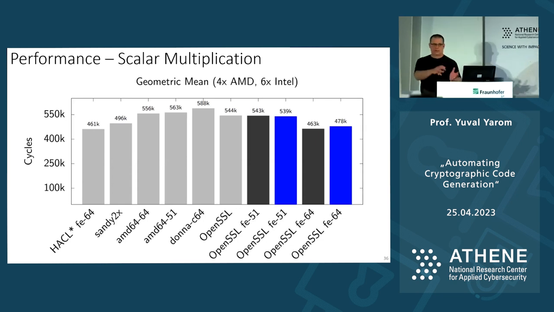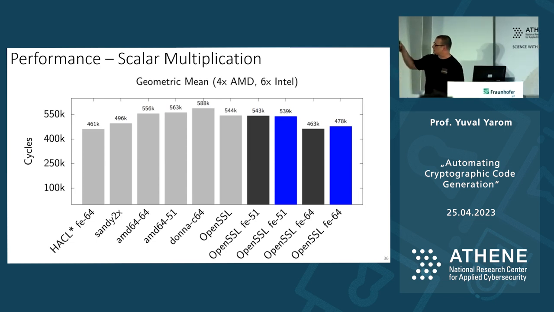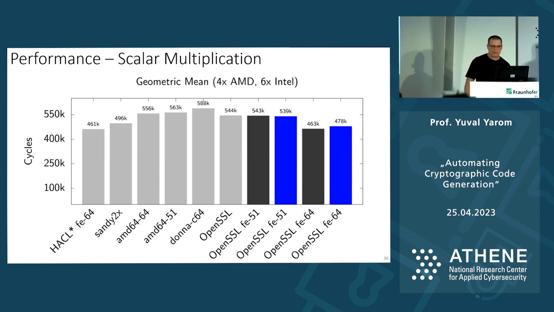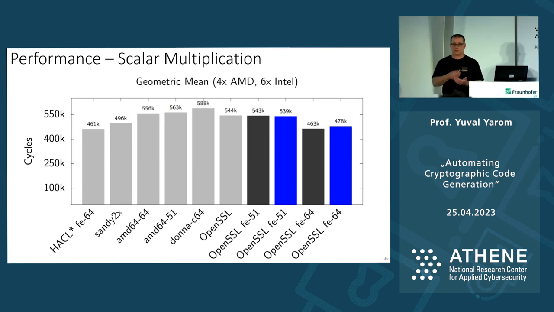What we do is we take OpenSSL, that's the dark gray, that's their implementation. And we take that and replace the field operations with our field operations. OpenSSL field operations are handwritten, so it's tailored to be the best performance that whoever wrote this did. And ours is a generic implementation that comes out of CryptOpt. We see that we perform almost the same, roughly in the same ballpark as hand-optimized code.